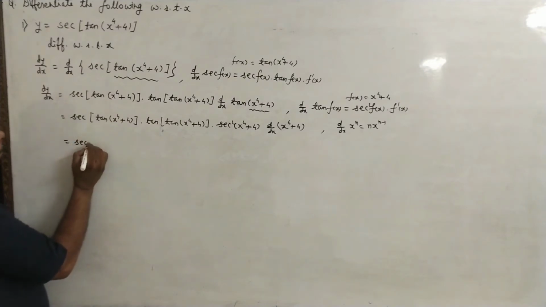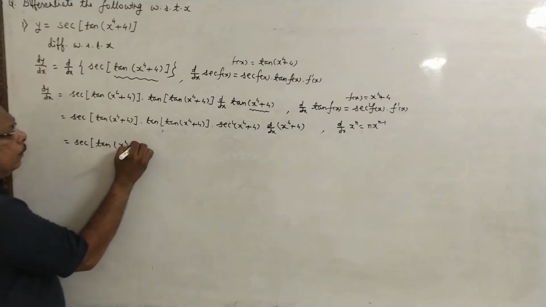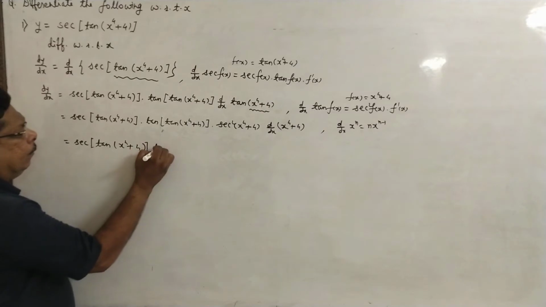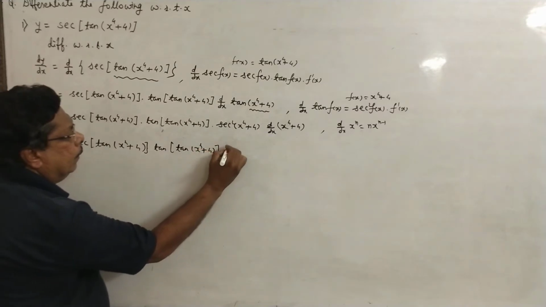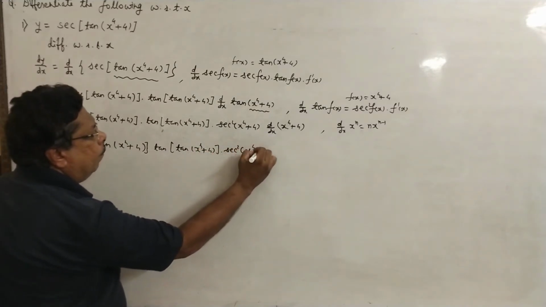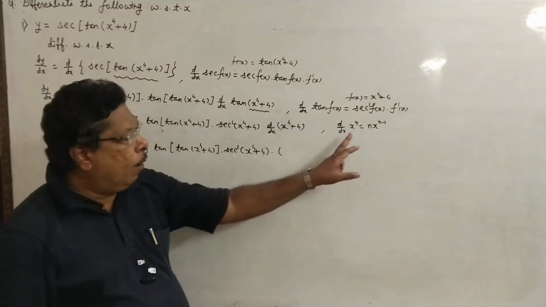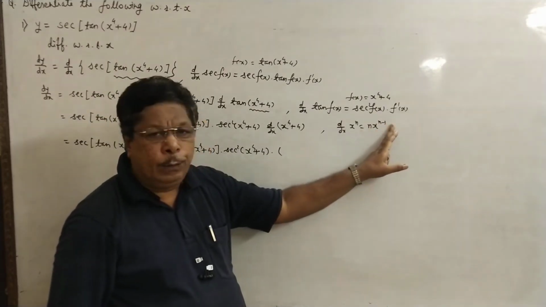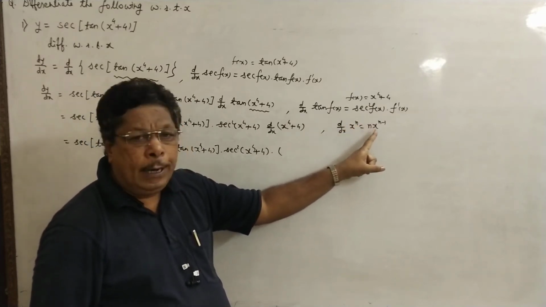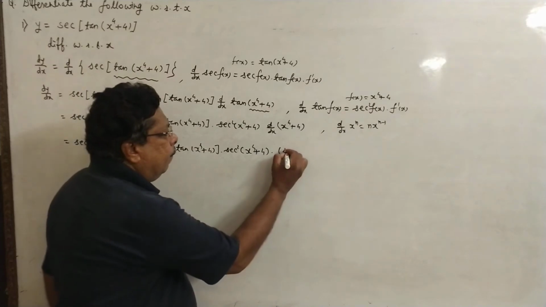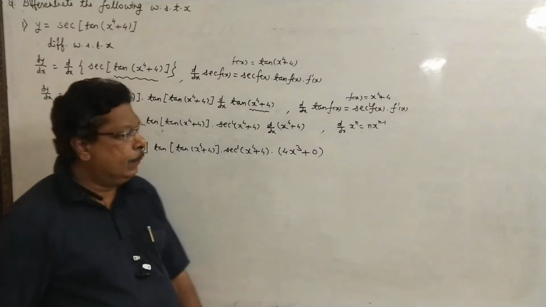So carry as it is sec of tan of x raised to 4 plus 4 into tan of x raised to 4 plus 4 into sec square x raised to 4 plus 4 into derivative of x raised to 4. Derivative of x raised to 4 is 4x raised to 4 minus 1, that is 4x raised to 3. 4 is constant and derivative of constant term is 0.